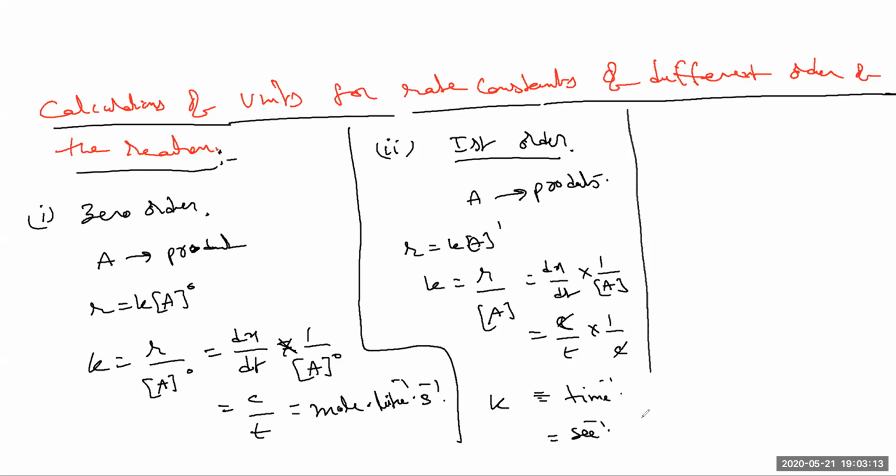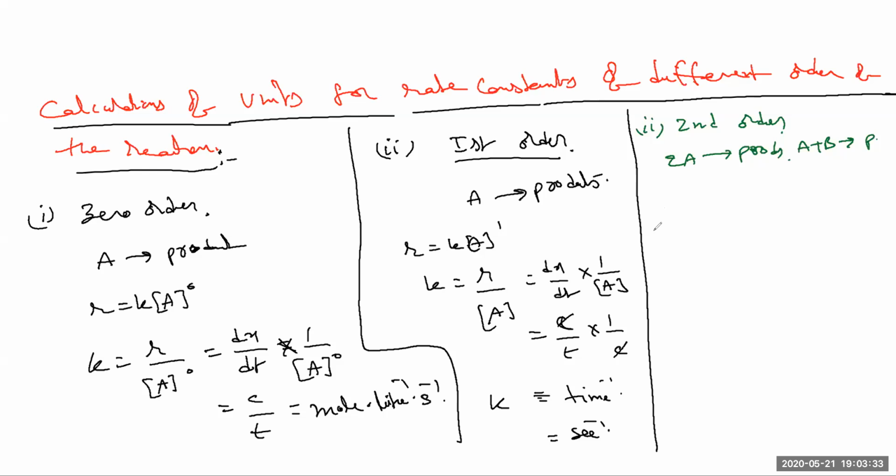Yes, sir. Next, take the second order. So what is second order? There are two ways. What are the two ways? 2A gives rise to product, it is the second order. Or A plus B gives rise to products, it is also second order. Now apply this.